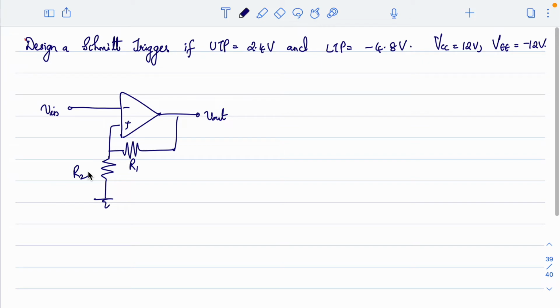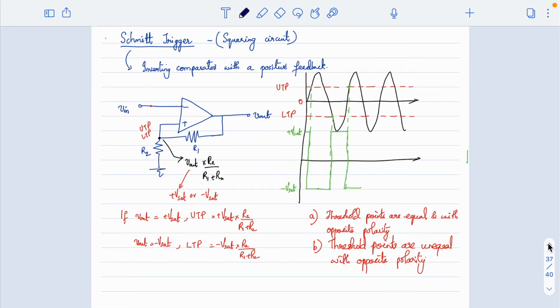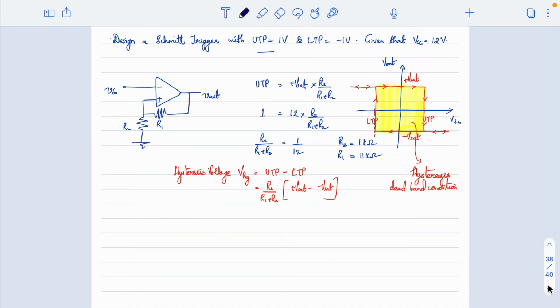If Vin is greater than LTP, it should be only minus Vsat. When your input voltage is greater than LTP, yes, it is minus Vsat only. In the hysteresis curve, greater than means this side, then your output is at, one second, what we have done here.